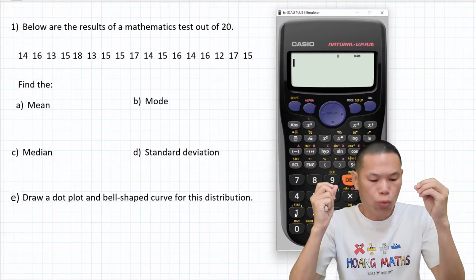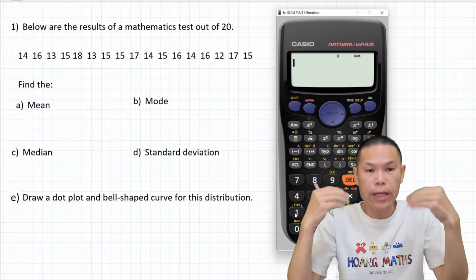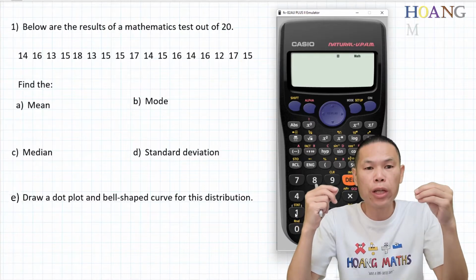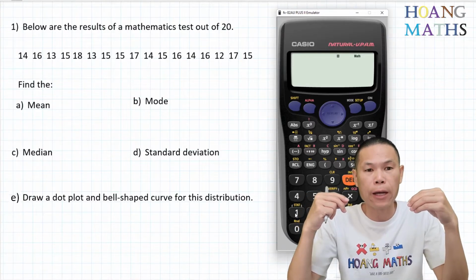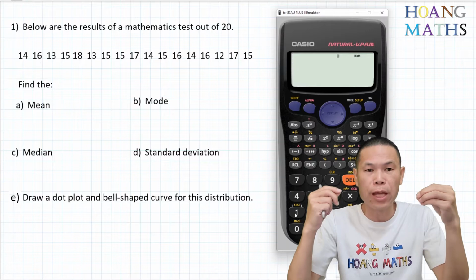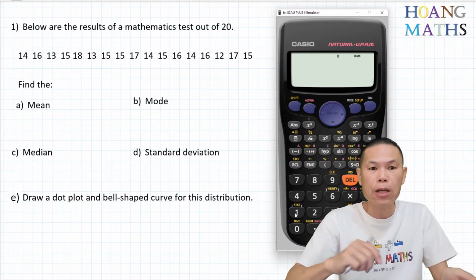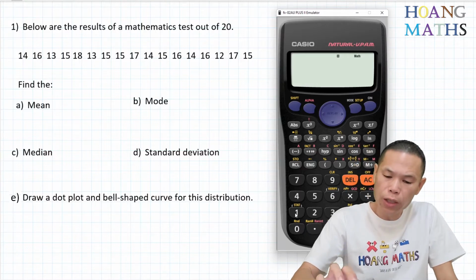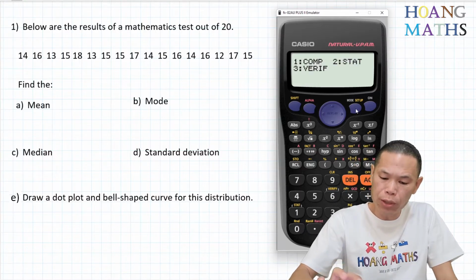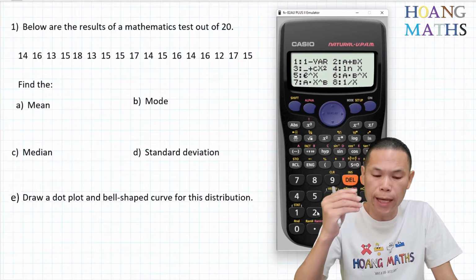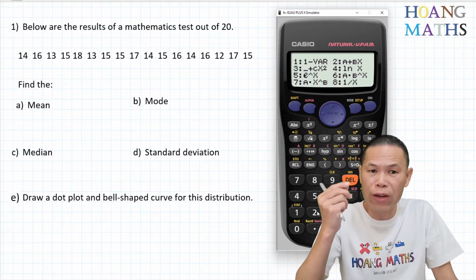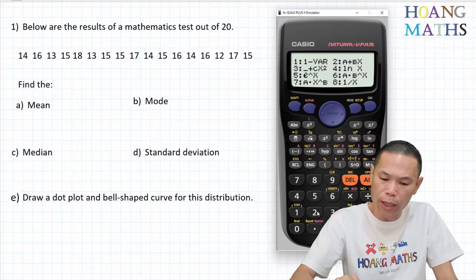First one. Now to work out mean, median, and standard deviations, I can just quickly put these data onto my calculator and we get the information from there. Before I do that, of course, I need to change my setting on the calculator. We need to go to statistic mode. So I press setup and I press option 2 because option 2 is statistic mode. And then we have only one variable, so we choose option 1.